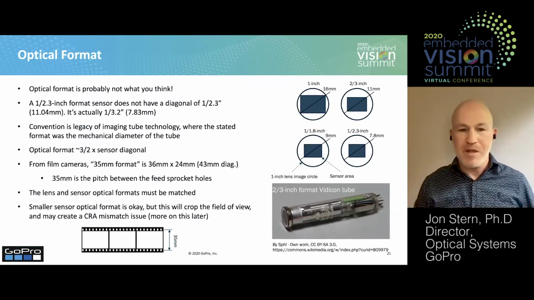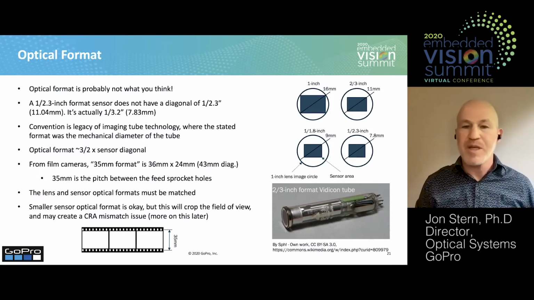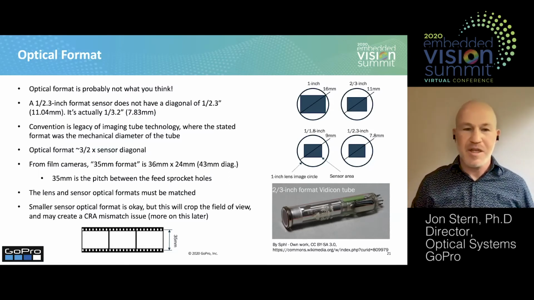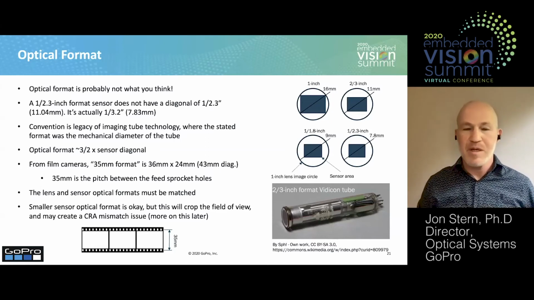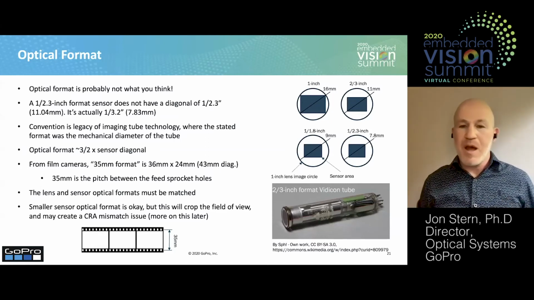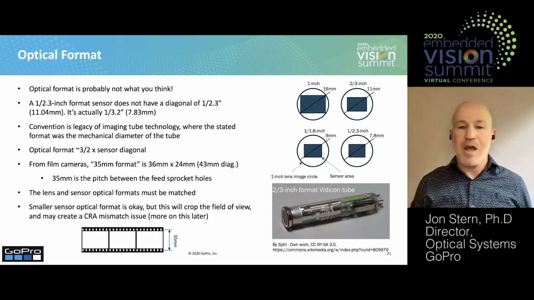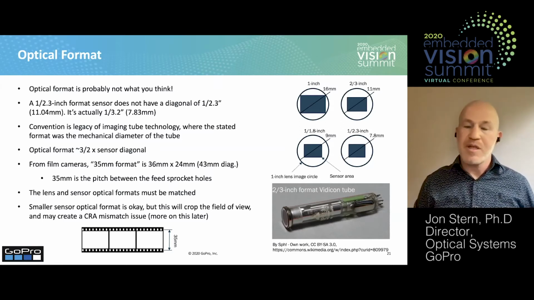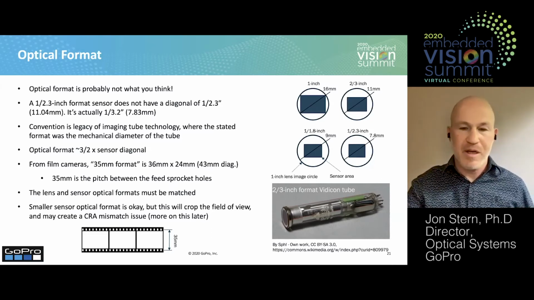Then we have a different format. For film cameras, 35 millimeter format is actually 36 millimeters by 24 millimeters, 43 millimeter diagonal. And the convention here is actually the spacing between the film feed sprocket holes. So 35 millimeter is the distance between the holes in film. Now you can pair a lens with a sensor that's a smaller optical format. That's okay. It will crop the field of view, and it might also create a chief ray angle mismatch issue, which we'll talk about in the next slides.